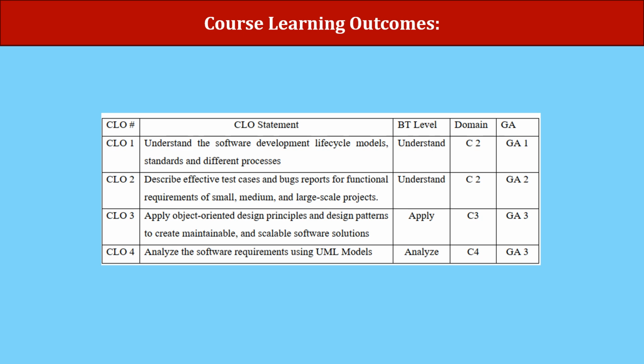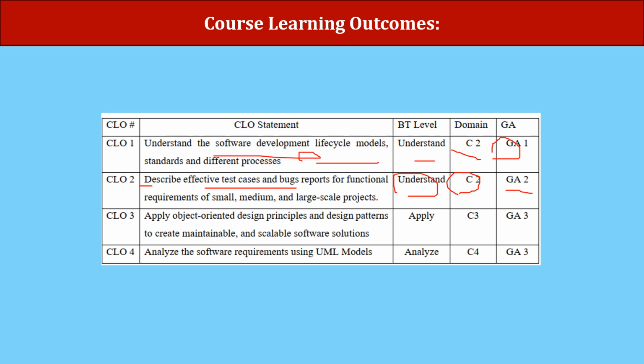These are the CLOs, course learning outcomes. CLO1 is about understanding SDLC models, standards and processes. Domain is C2 and you need to understand this one, and the Bloom's taxonomy level is 1 and it matches with the graduate attribute GA1. The second is describe the test cases and bug reports for different project sizes, C2, and it is also understand, and then you have GA2.